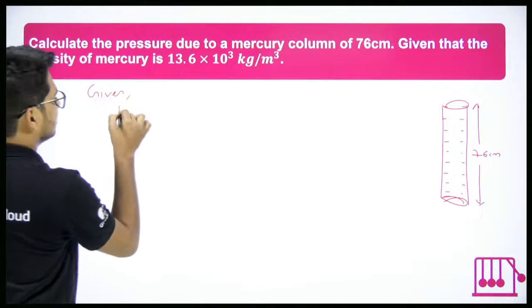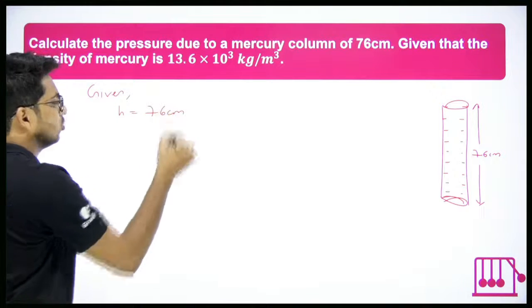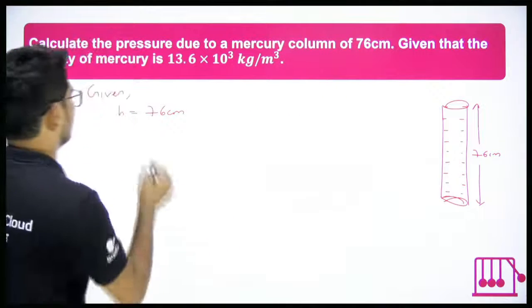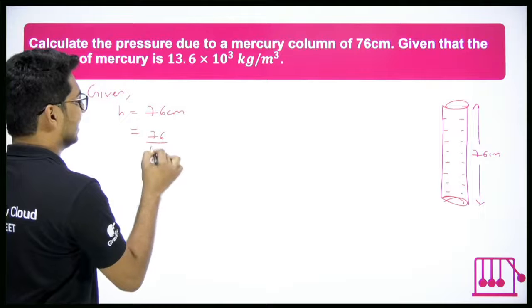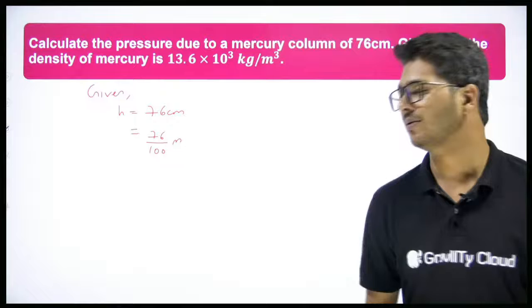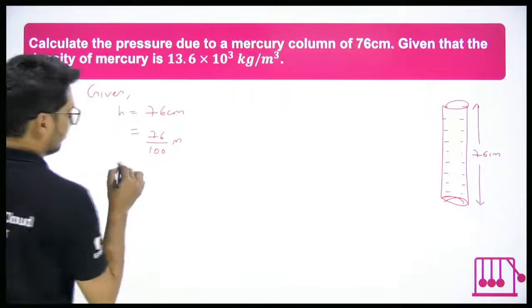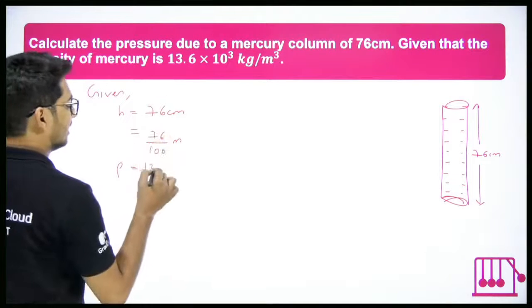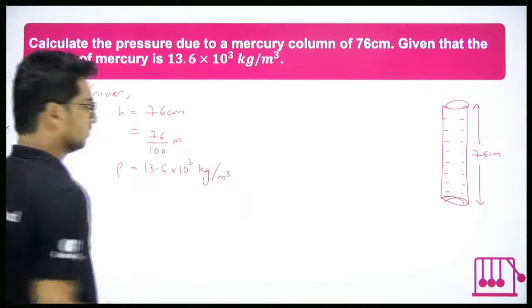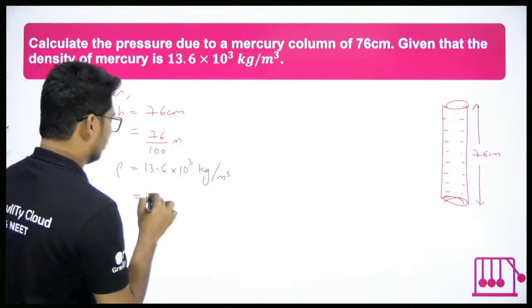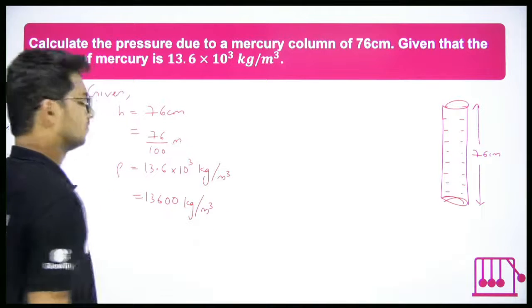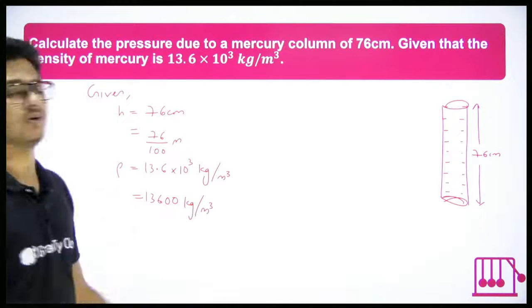Given information is height is equal to 76 centimeter. What is 76 centimeter? I can write it as 76 by 100 meters. Then density of mercury is given as what? 13.6 into 10 power 3 kilogram per meter cube. That means it would be 13600 kilogram per meter cube. So you have height, you have density, you have to get the pressure.